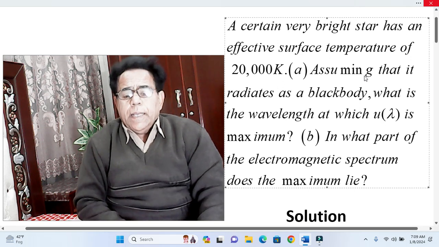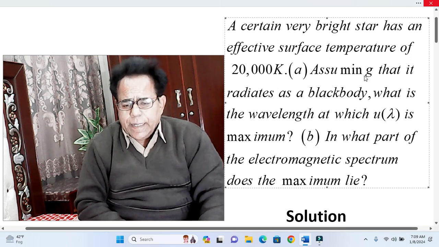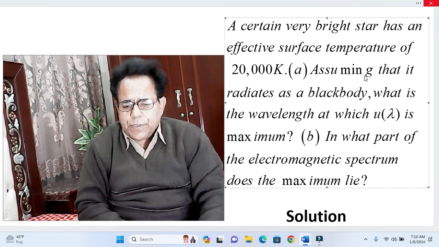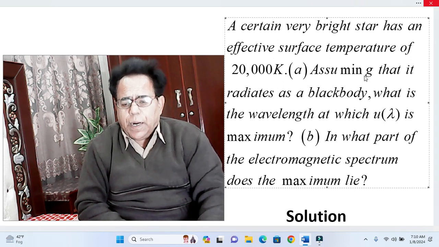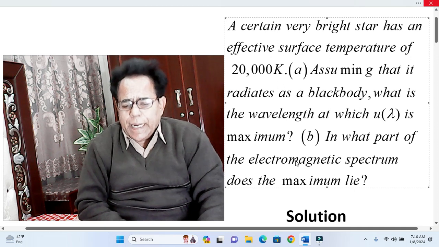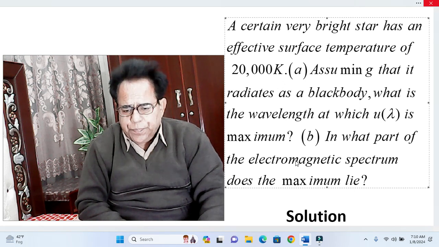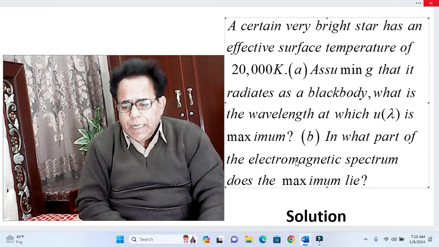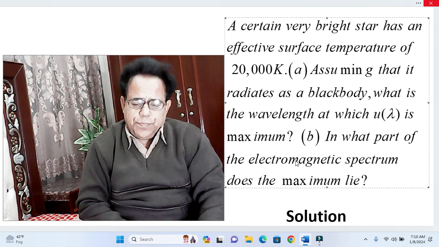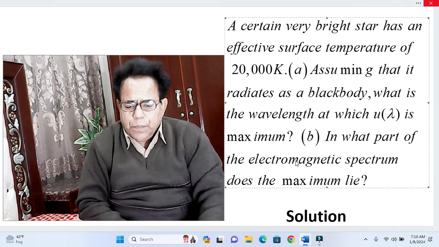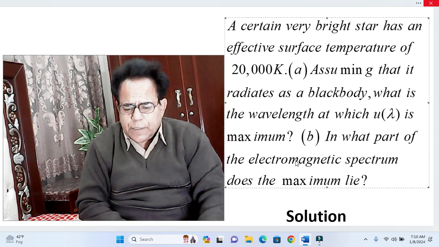A certain very bright star has an effective surface temperature of 20,000 Kelvin. Part A. Assuming that it radiates as a black body, what is the wavelength at which lambda is maximum? In what part of the electromagnetic spectrum does the maximum lie?